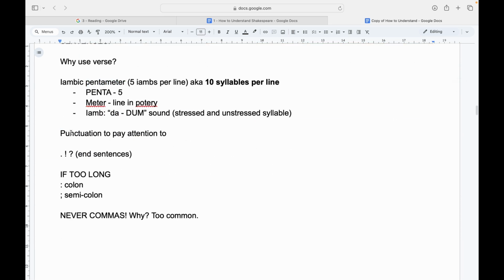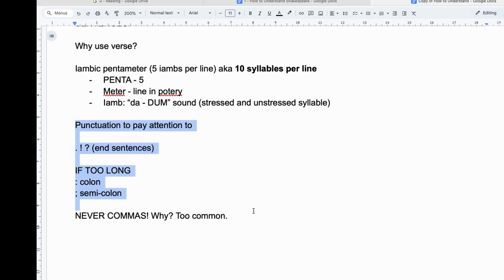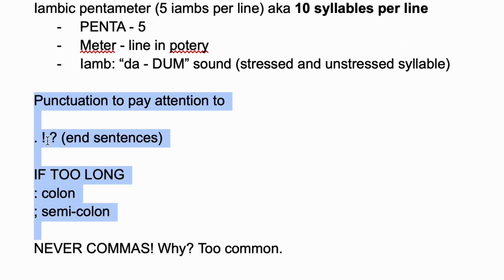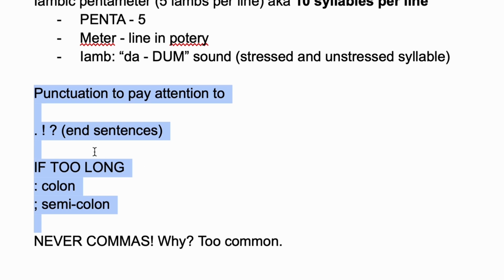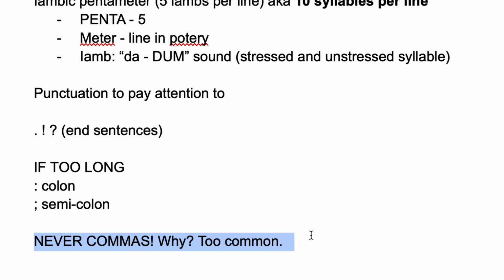What that means is you have to pay attention to punctuation, particularly the 3 ways that we end sentences: periods, exclamation marks, question marks, or if the passage is still too long, look for colons and semicolons, but never use commas.